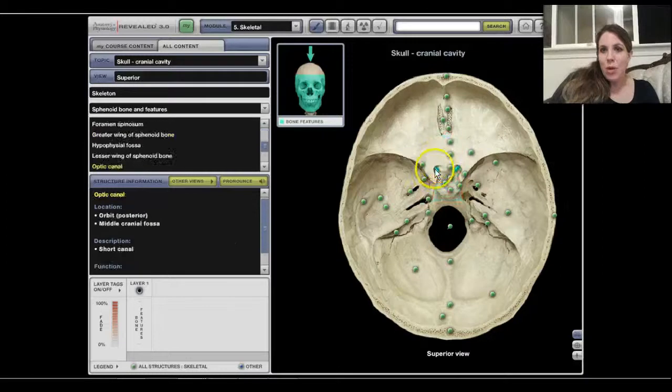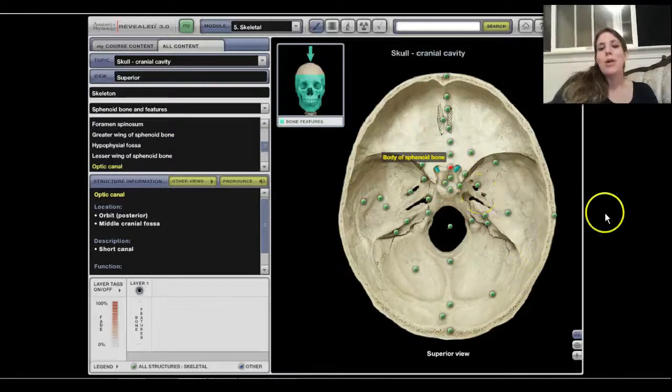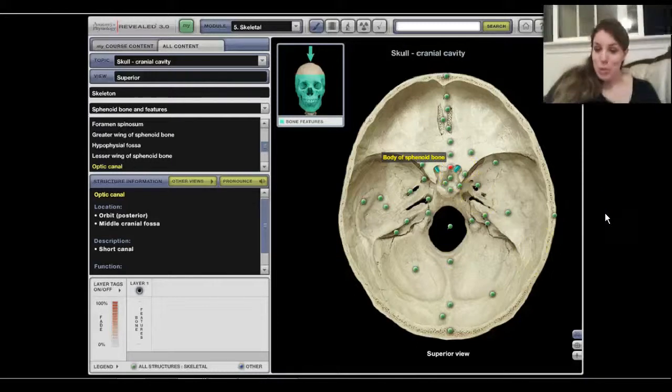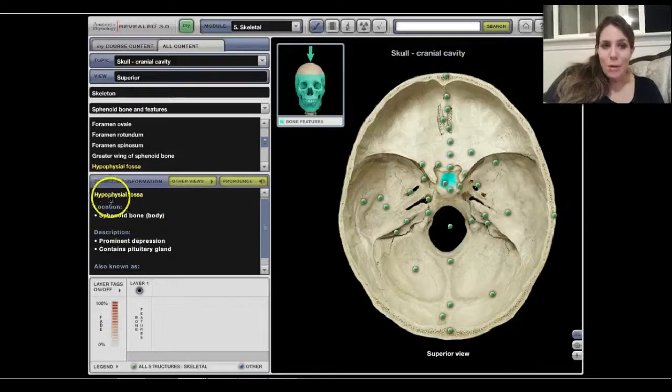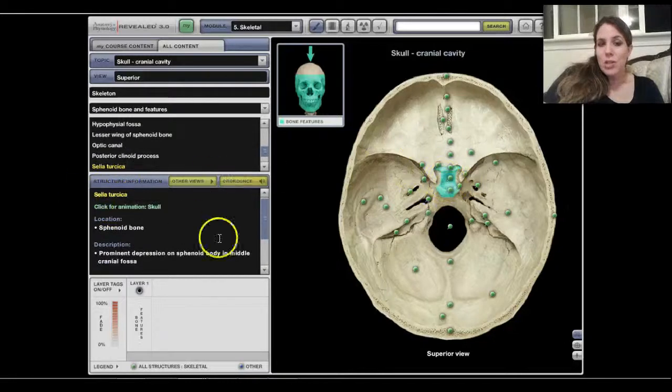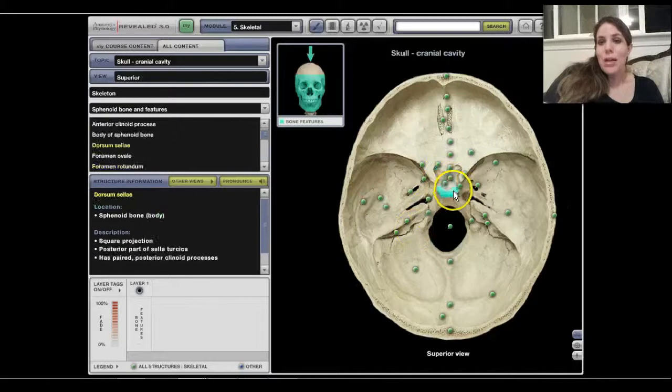Now, remember that there's a little hole right under that lesser wing, and that is your optic canal, where your optic nerve is going to go through. Very important nerve. You couldn't see without it. And then all of this is your sella turcica, with the very middle depression part being your hypophyseal fossa. Hypophyseal fossa. The whole thing is your sella turcica. Again, it houses your pituitary gland. So important. And the edges, that's your dorsum sellae, because that is the back of that Turkish saddle.